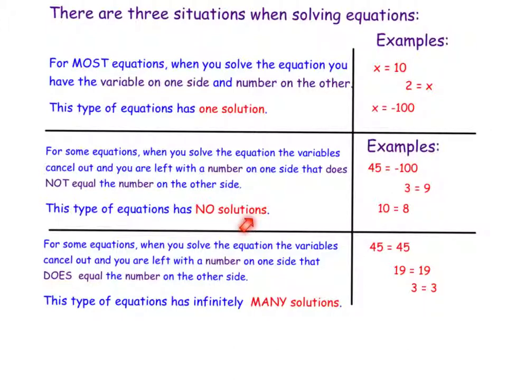And the third type of equation, the variables disappear like they did for the second type, but when you simplify, you end up with a number on one side that does equal the number on the other side, like 45 equals 45, 19 equals 19, 3 equals 3. So if the numbers equal each other, that means no matter what we put in for x, it will make a true statement. So we say these equations have infinitely many solutions. No matter what we put in for x, it will make a true statement. So we can either have one solution, no solutions, or many solutions.